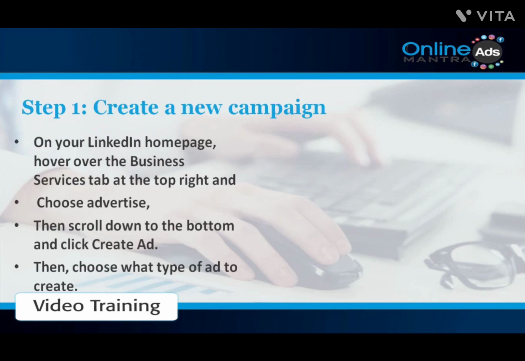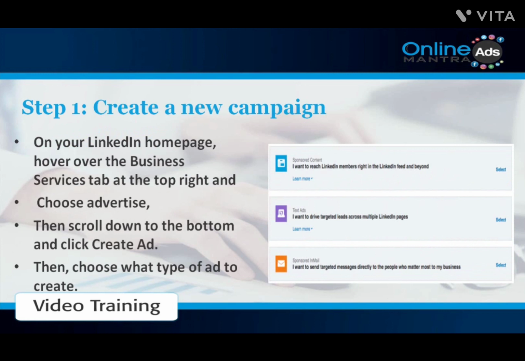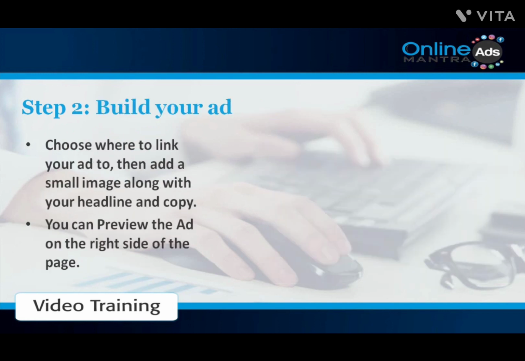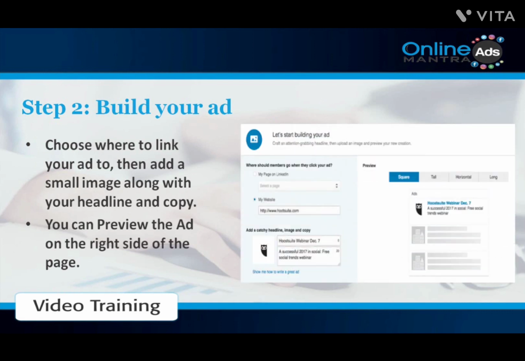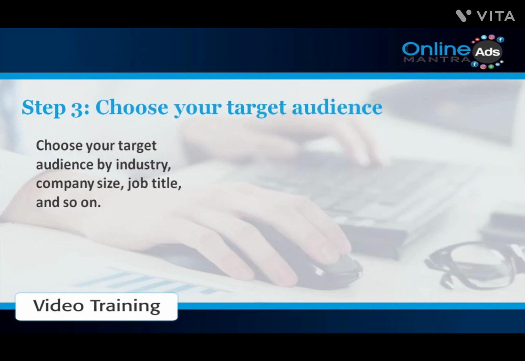Step 1. Create a new campaign. On your LinkedIn homepage, hover over the Business Services tab at the top right and choose Advertise. Then scroll down to the bottom and click Create Ad. Then, choose what type of ad to create. Step 2. Build your ad. Choose what to link your ad to, then add a small image along with your headline and copy. You can preview the ad on the right side of the page. Step 3. Choose your target audience.